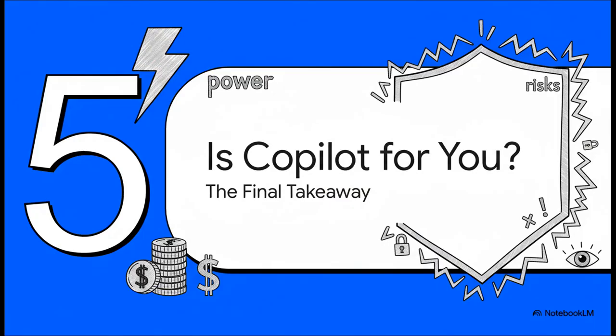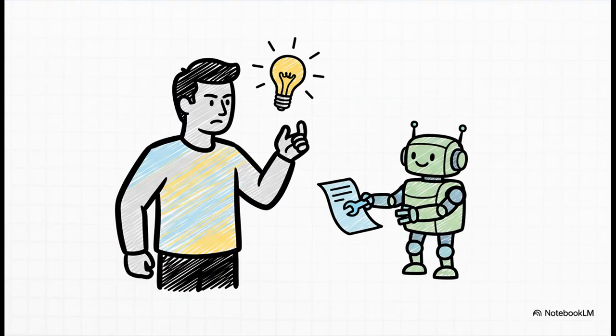Okay, so let's put this all together. We've talked about the power, the price, and the risks. So what's the big takeaway? How should you actually be thinking about using a tool like Copilot? The absolute best way to think about Copilot is not as your replacement, but as a force multiplier. It's like having a super capable, super fast junior assistant. It can create amazing first drafts, but it needs your guidance, your expertise. You have to fact check it, and at the end of the day, you give the final approval.